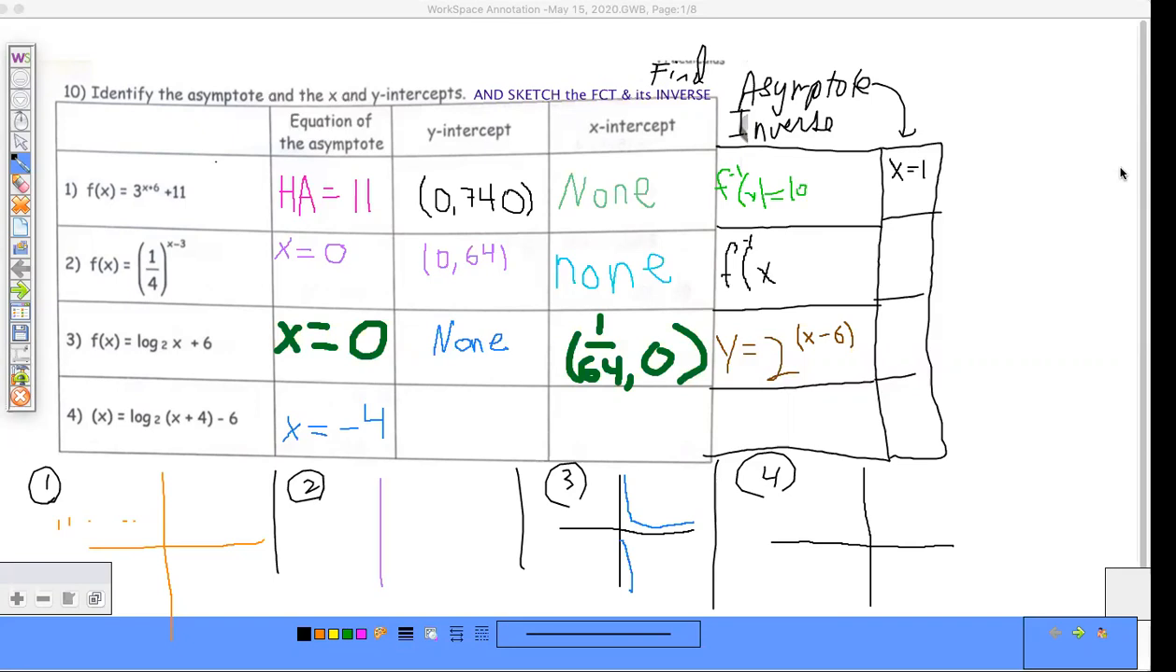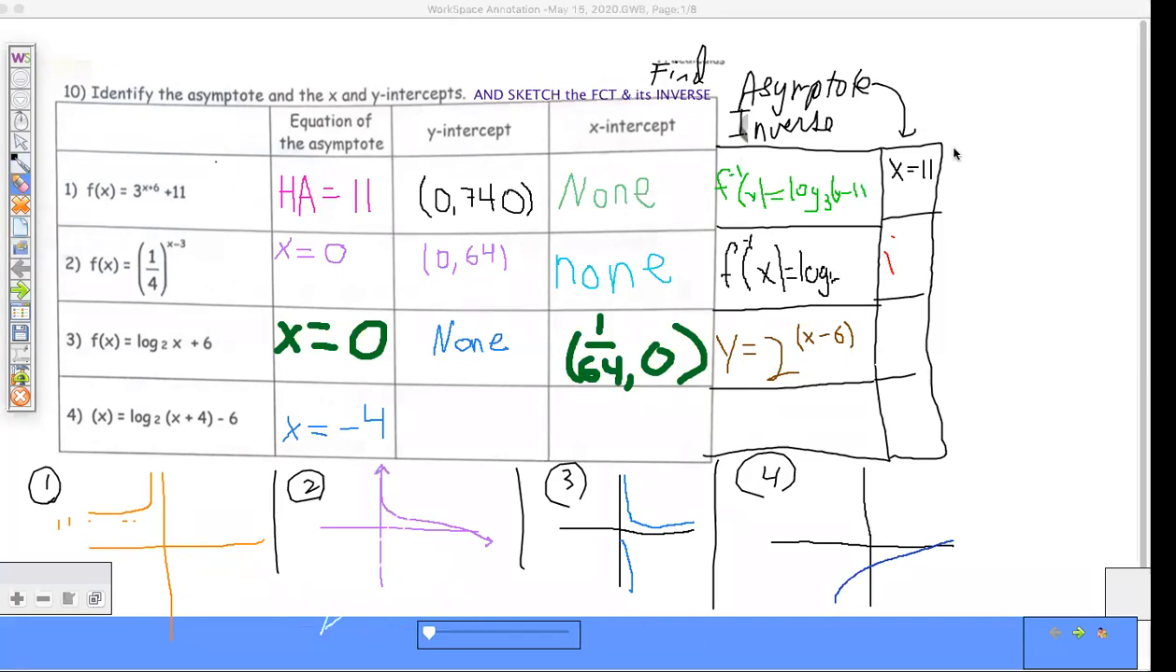Okay, filling this out. It's so hard when you don't have a pen, isn't it? If you want, I can actually make this a little bit bigger. Hold on. All right.